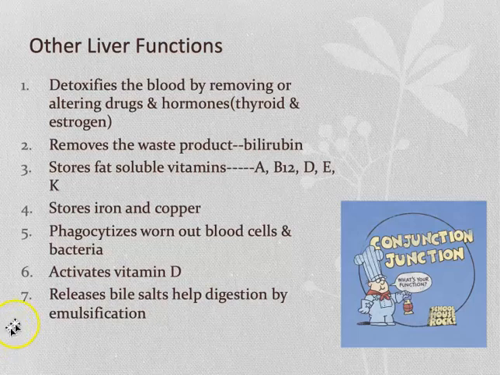And then so many other things. Probably the biggest other function is detoxifying the blood by altering drugs, alcohols, and hormones. Some examples are thyroid and estrogen hormones. It helps remove waste products, for example bilirubin, which we talked about back in the blood lecture. It helps store some fat-soluble vitamins. It stores iron, which we talked about back in the blood lecture, as well as copper. We don't talk much about copper, but it is an important trace element.